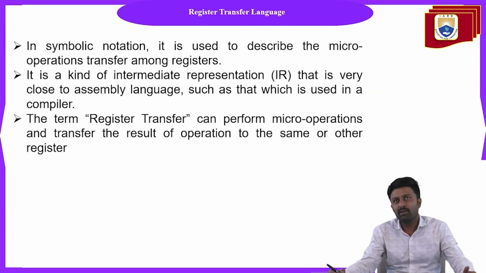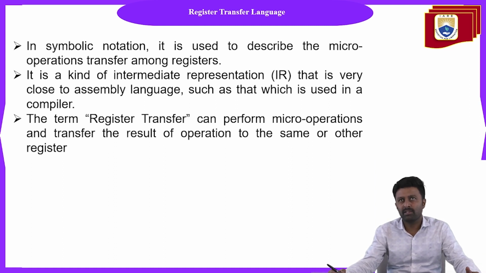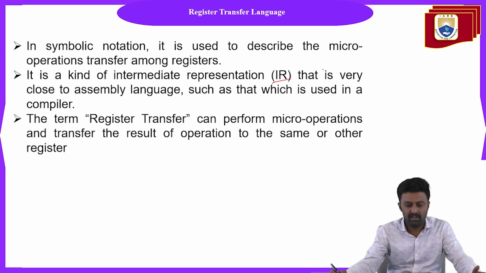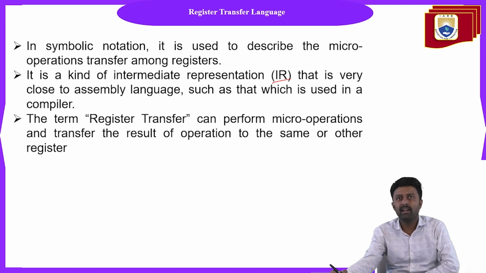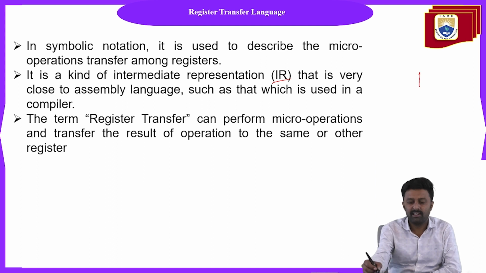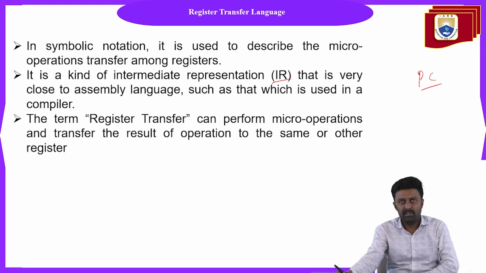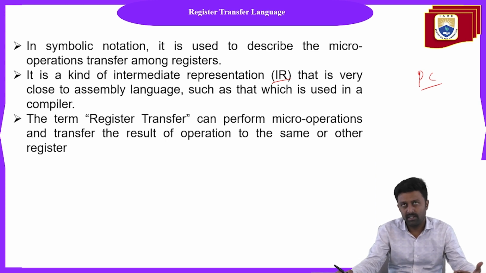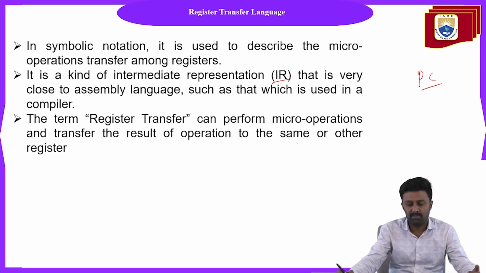The symbolic notation is used to describe the micro operations among the registers. These are the symbolic representations, which are used by the compiler. For the instruction register, IR is the notation, and for the program counter, PC is the notation which is used. The register transfer can perform micro operations, and the result is transferred from the operation.